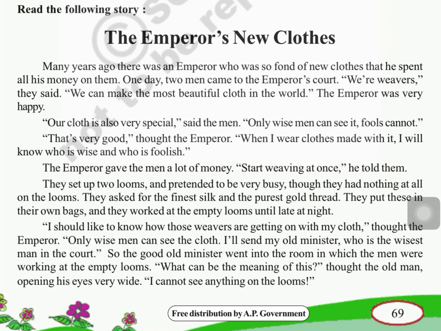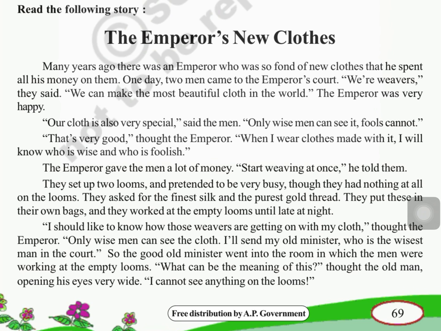That he spent all his money on them. Spent means whatever money is there with you, he used to spend his money. Spend. Here they have used past tense, past habitual action. Spent all his money on them. Them means what? On new clothes.